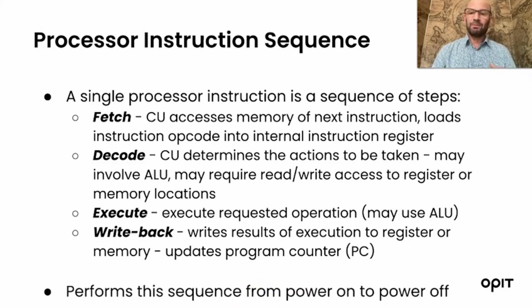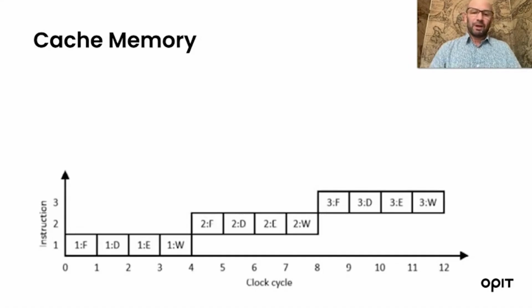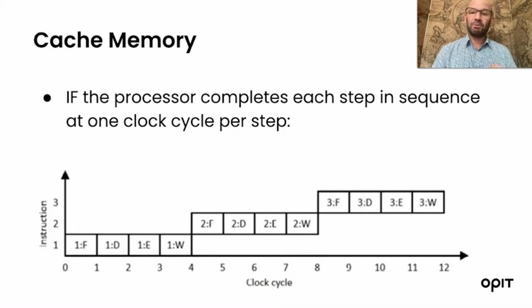So it performs a sequence basically from the time you turn your computer on until the time that your computer is turned off. And this is what it looks like diagrammatically if we're talking about just a classic 4-stage processing cycle. So if the processor completes each step in sequence, one of each of these 4 steps, so the fetch, decode, execute, and write back, then it will do 1 clock cycle per step. So essentially then, to perform the full sequence of 4 steps would require 4 clock cycles.